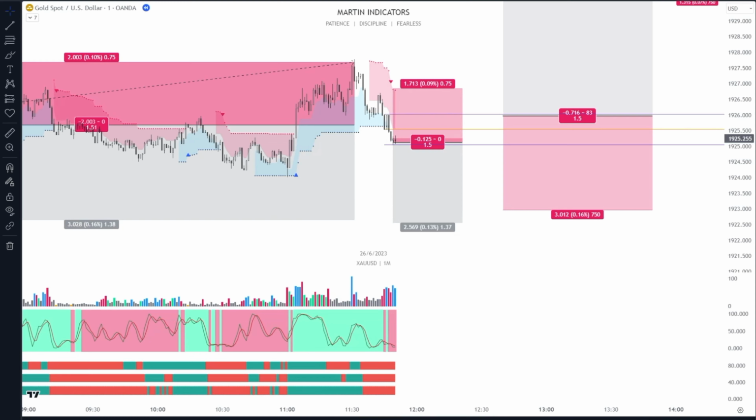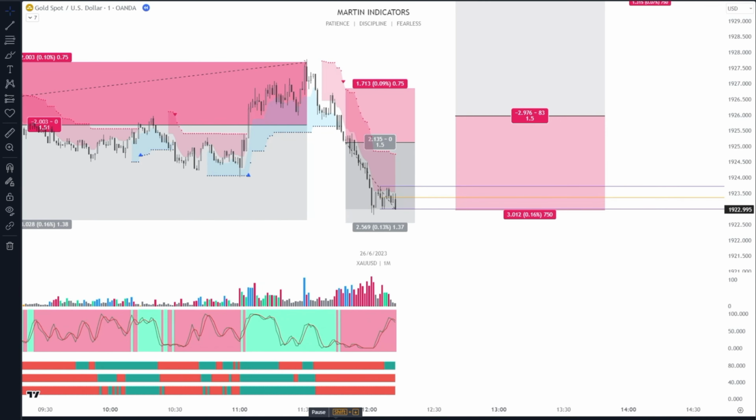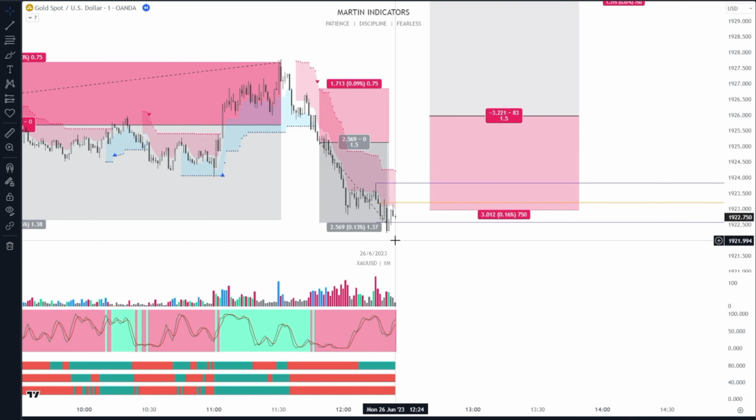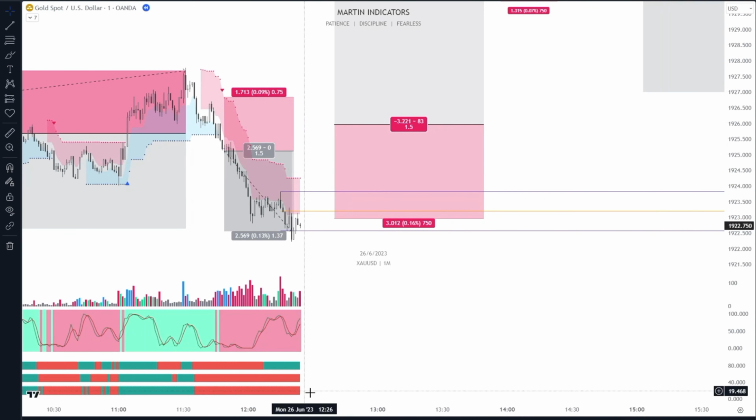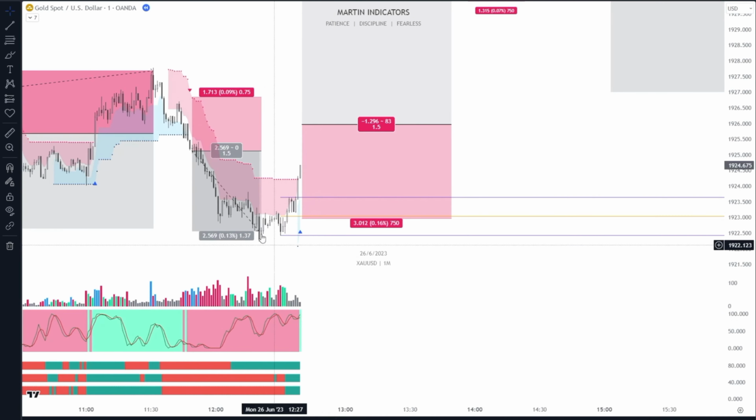Let's see. Boom. So that's the momentum I was talking about. Strong momentum, target hit. So let's move on to the next one. So no valid signals here.